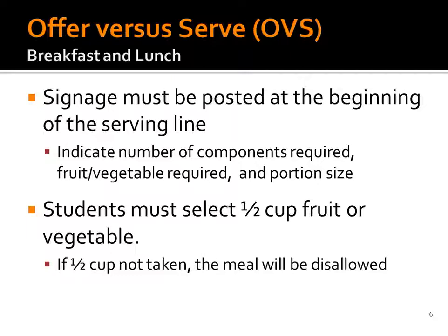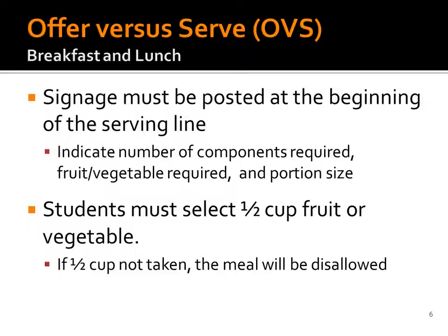In grades 9 to 12, if 2 of the 3 components selected are fruits and vegetables, 1 fruit or the vegetable may be a half cup portion, but the second fruit or vegetable must be a full cup. Let me give you an example.